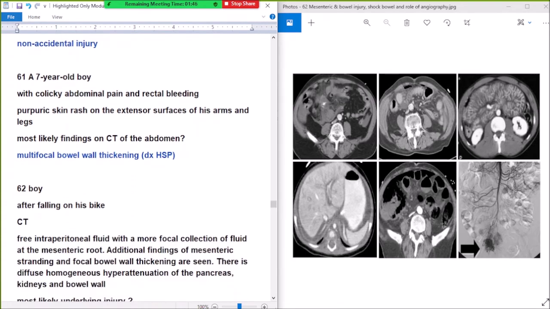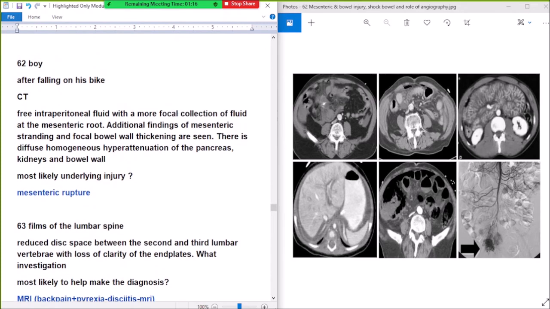61. A 7-year-old boy with colicky abdominal pain and rectal bleeding has a purpuric skin rash on the extensor surface of the arms and legs, most likely finding on CT scan of the abdomen, multifocal bowel wall thickening. Diagnosis is Henoch-Schönlein purpura. Now, 7-year-old boy with colicky abdominal pain and rectal bleeding, purpuric skin rash on extensor surface of arms and legs, most likely finding on CT scan of the abdomen, multifocal bowel wall thickening, with a diagnosis of Henoch-Schönlein purpura.